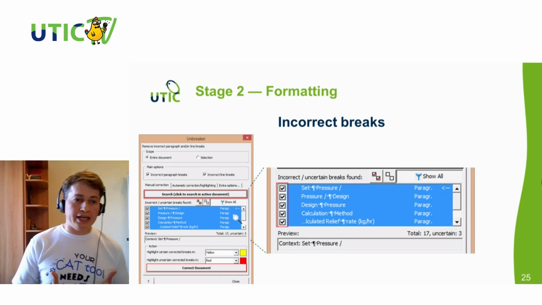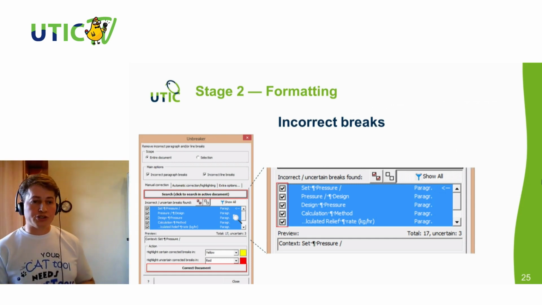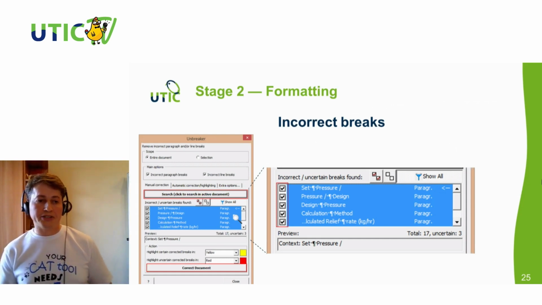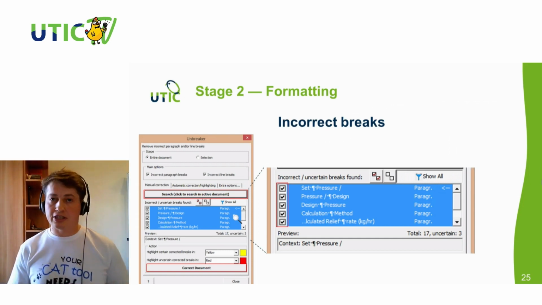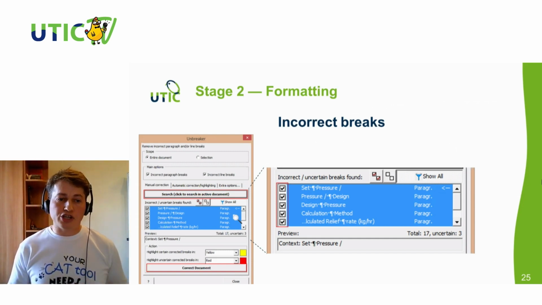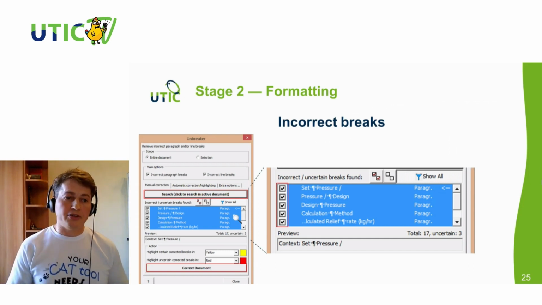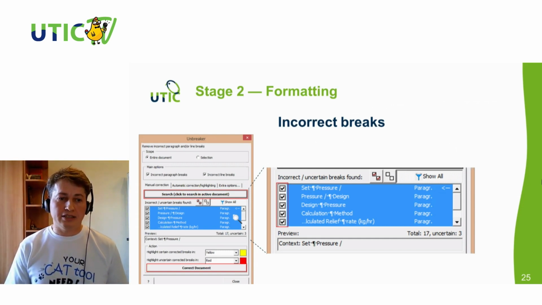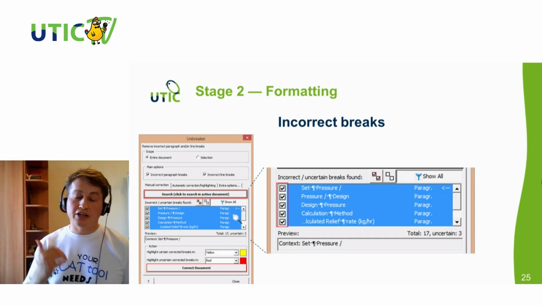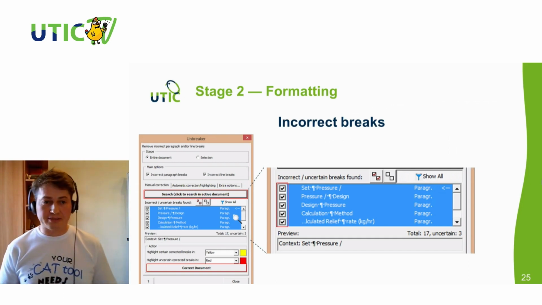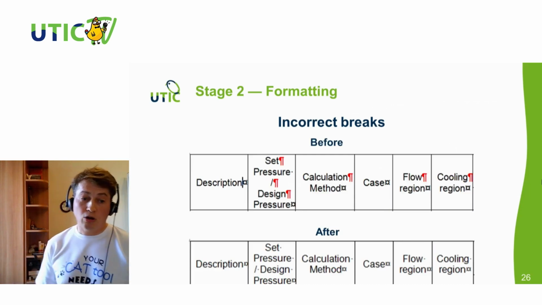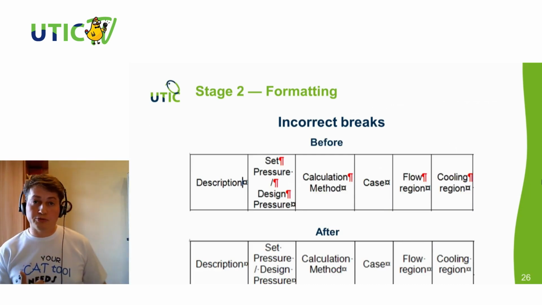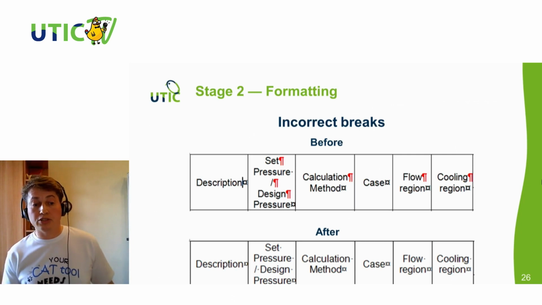All you need to do is click a button to search the current document for these breaks, go through the list of breaks that the tool considers incorrect, and tick the checkboxes for the breaks that need to be removed. After that, you click Correct Document button, and that's it. As a result, all incorrect breaks will be removed from the document, and you won't need to worry about them any longer.